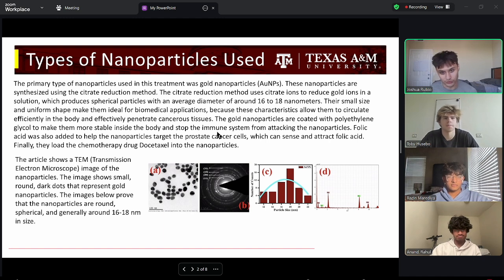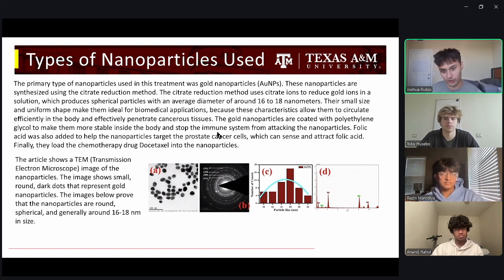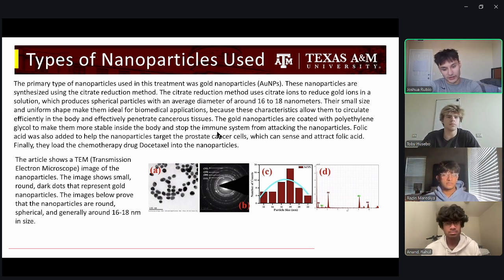So the types of nanoparticles used in this study were gold nanoparticles, abbreviated to AuNPs. These nanoparticles are synthesized using the citrate reduction method, in which citrate ions are used to reduce the gold ions in the solution, and it produces spherical particles with an average diameter of 16 to 18 nanometers. The small size and the uniform shape make them ideal for biomedical applications.